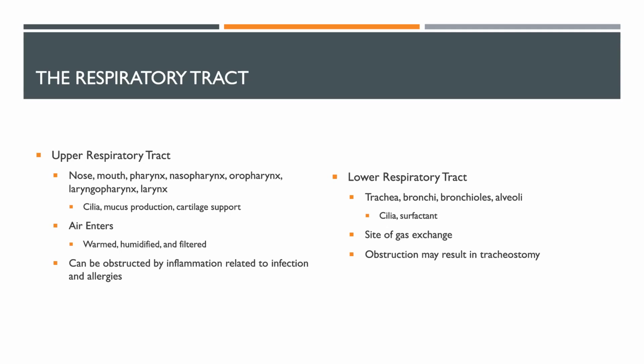The lower respiratory tract includes the trachea, the bronchi, the bronchioles, and the alveoli. Many of these tracts also have cilia to help protect the body, and the alveoli produce something called surfactant. And this is a slippery substance that allows the lungs to expand and contract. The lower respiratory tract is a site of gas exchange, and if there is an obstruction, it may result in a process called a tracheostomy.